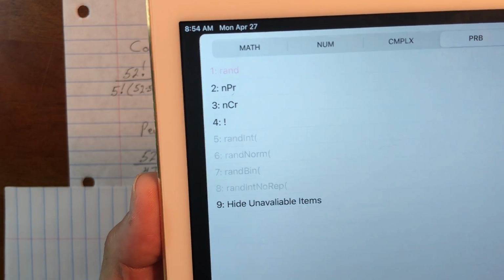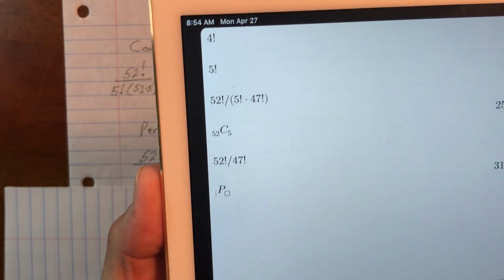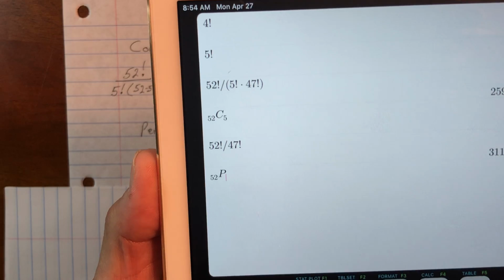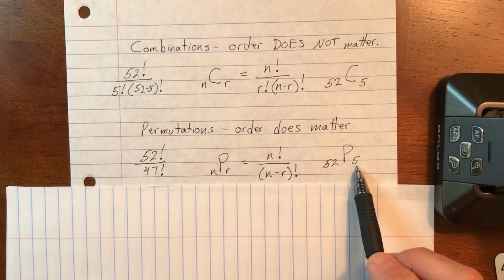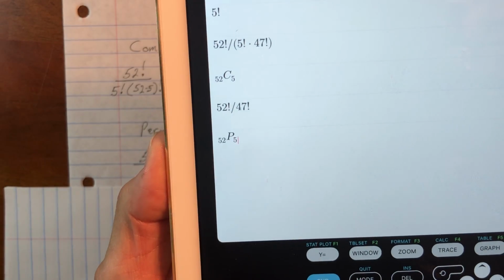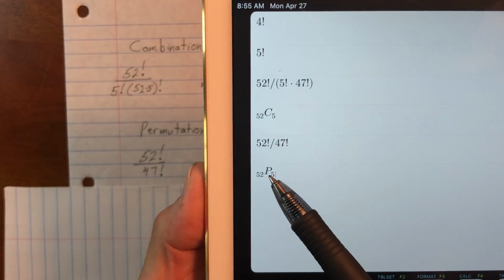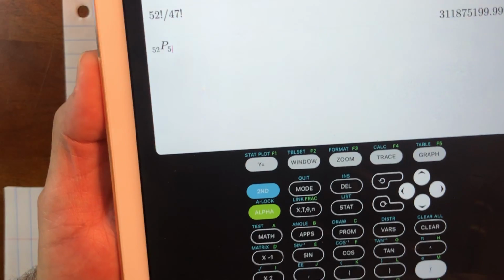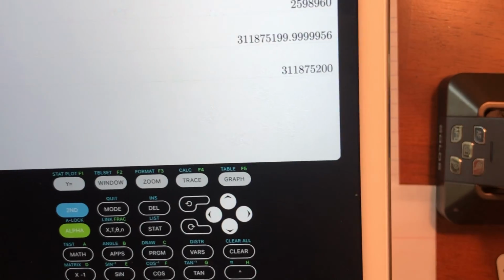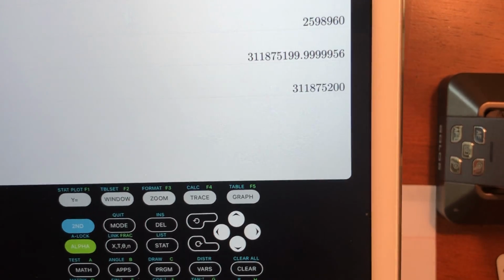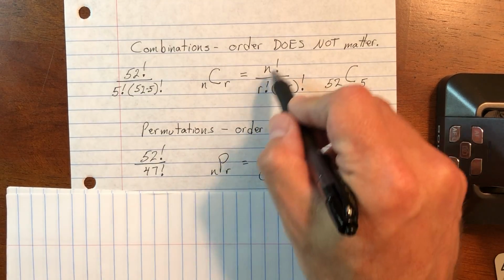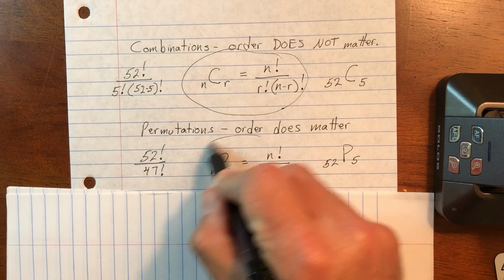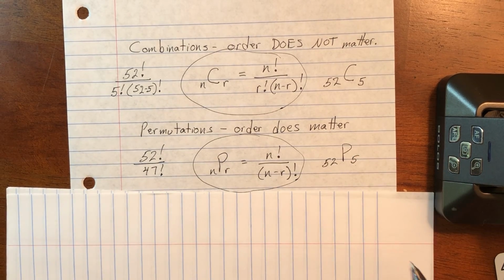So let's do that. Choose choice 2. We'll put 52 there, and we'll put 40, let's see, no, this is 52 choose 5, isn't it? So we'll put the 5 right there. So notice, this one, now we're doing a permutation. Hit enter, and there's my answer, 311,875,200. It's the same answer we got before. So this formula is what you use for combinations. This formula is what you use for permutations. And your calculator can do it for you.